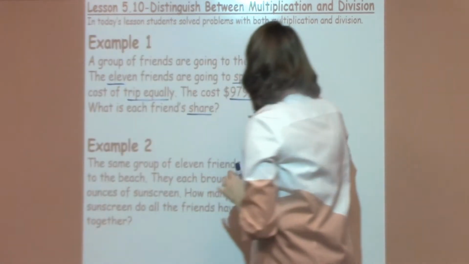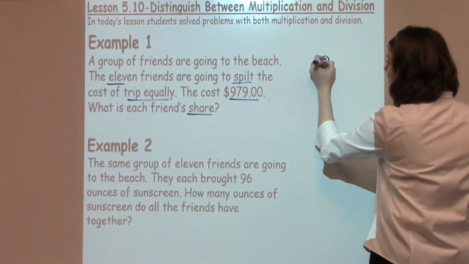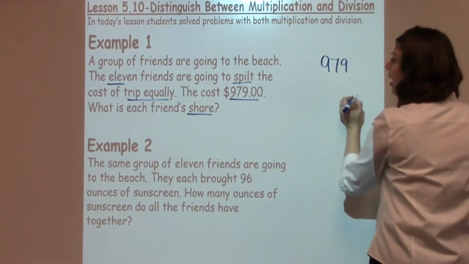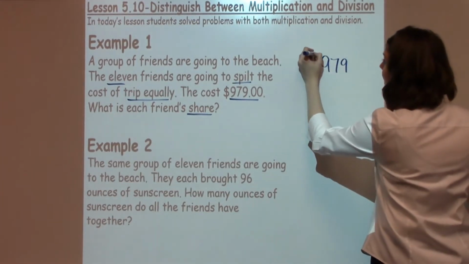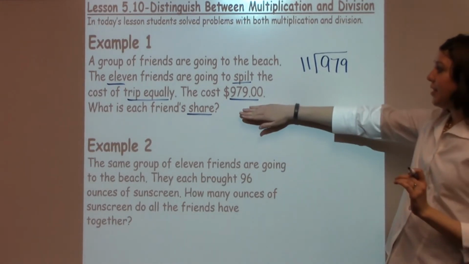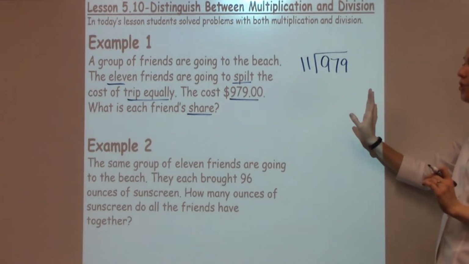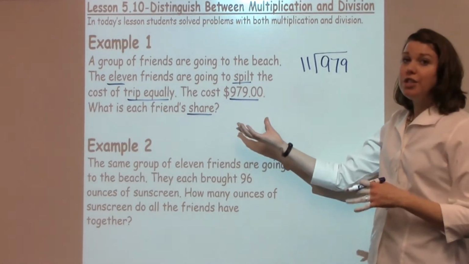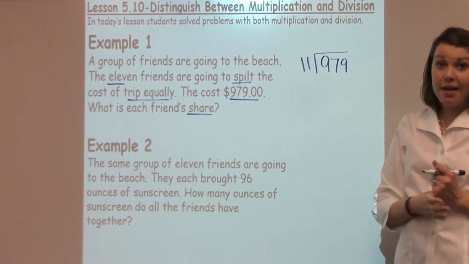So I'm going to take my $979 and I'm going to divide it by my 11 friends. Okay. Now notice I went ahead and dropped off the zeros in this case. You can write them if you want to, but in this case they really don't add a lot of value to it. It just tells me that it's a number, that it has money in it.